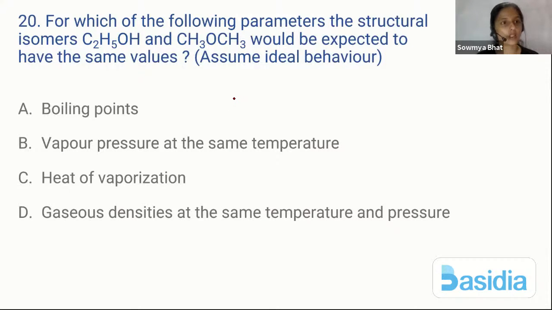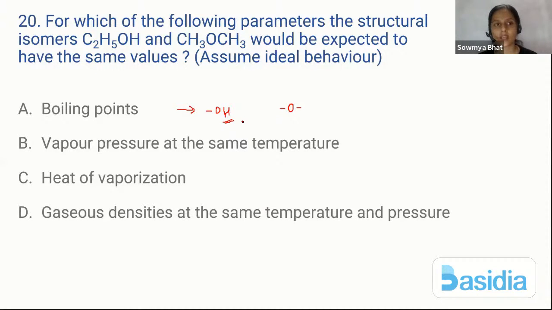So our next question would be, for which of the following parameters the structural isomers C2H5OH and CH3OCH3 would be expected to have the same values, assuming the ideal behavior? So when you say the same values of the boiling point, that's not possible because one is having the functional group OH and the other one is having the functional group ether.